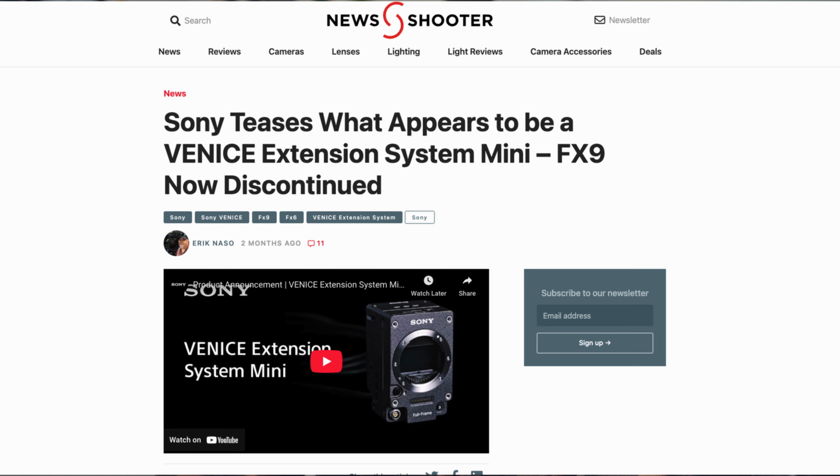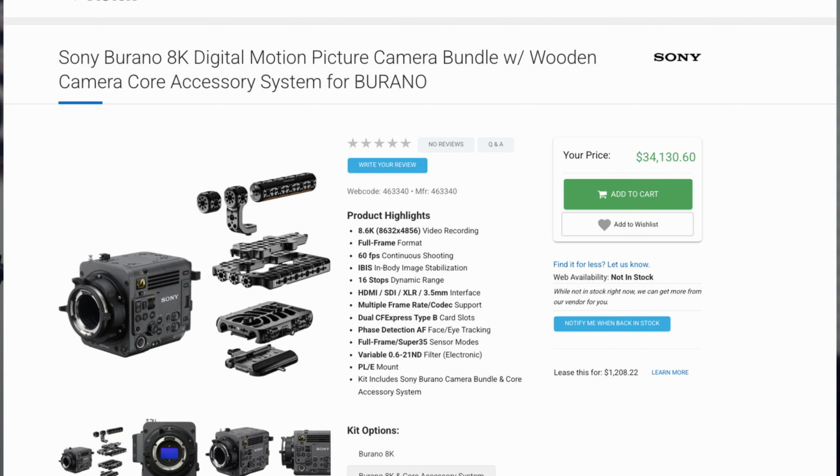But a camera that bridges between the FX9 and the Venice was the Sony Burano, and the Burano has IBIS. For me, that makes it a very good camera. Unfortunately, the price doesn't, because 32,000 is a lot of money.